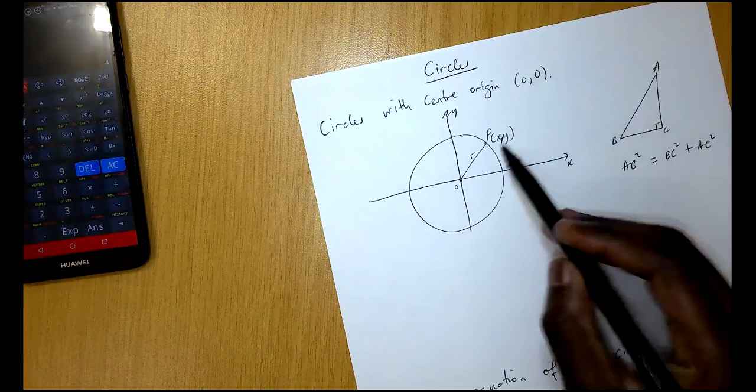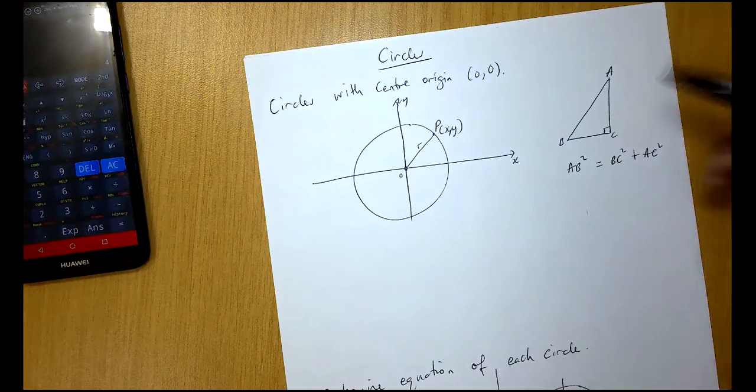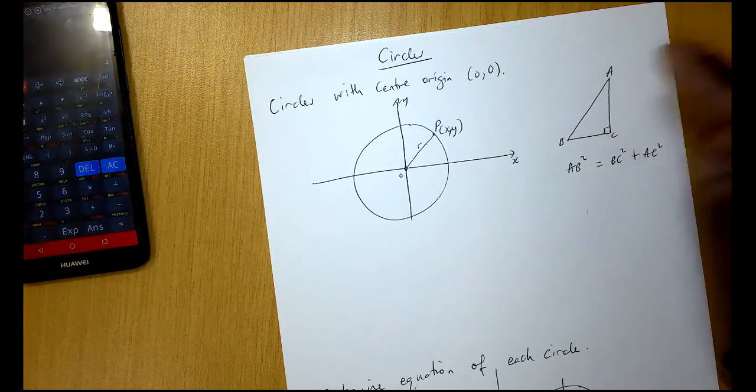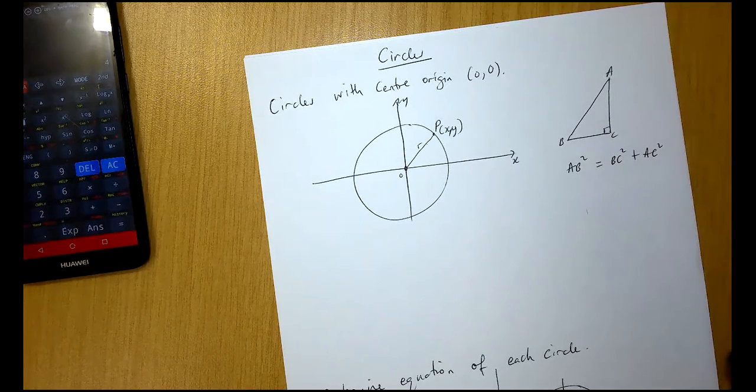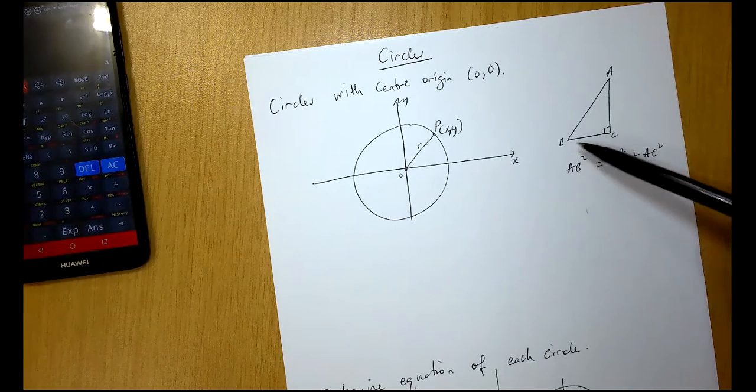And we have a point here, P, with coordinates X and Y. Here is the trick: when you're dealing with the equation of the circle, we are working with distance. So if you understand the formula for distance, you are not going to have a problem here. To calculate the distance, what do we do?